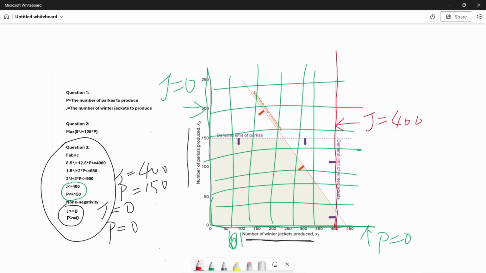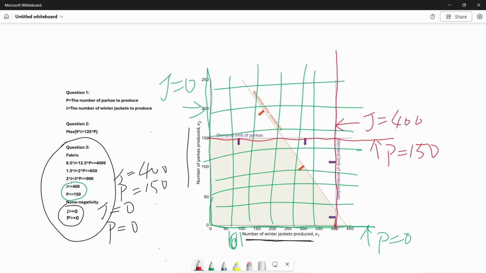And then similarly, for P, we need to find P equal to 150. So P equal to 150 is here. So this horizontal line is representing P equal to 150. So that means everything on this line is P equal to 150. Okay, so after we identify the boundary of the constraint, now let's look at the corresponding area of this constraint.